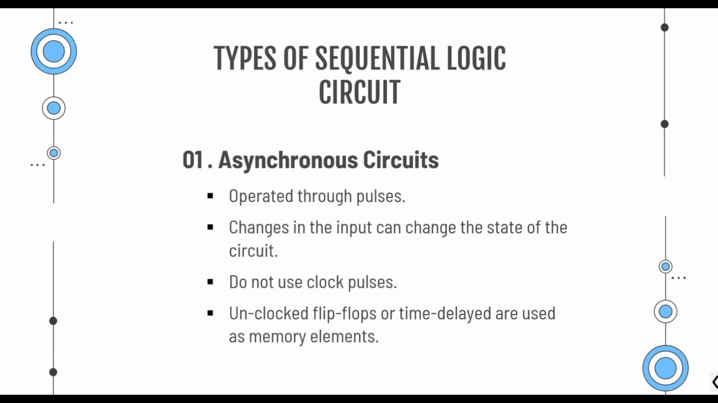Asynchronous sequential circuits are typically used only in a few critical parts of synchronous systems where speed is considered the main requirement. And these asynchronous circuits are used in parts of microprocessors and digital signal processing circuits.